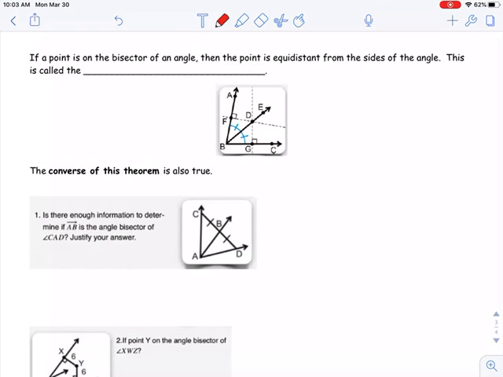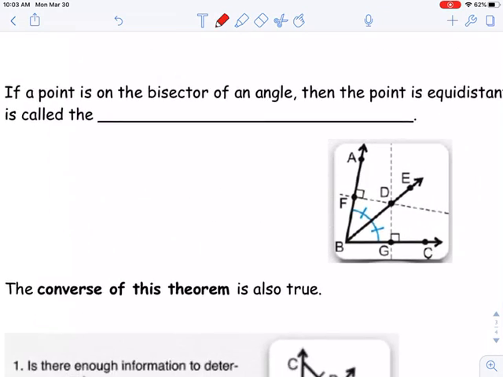Okay, so we've been talking about perpendicular bisectors. Now we're going to switch modes and talk about angle bisectors. If a point is on the bisector of an angle, then the point is equal distance from the sides of the angle. This is called the angle bisector theorem.